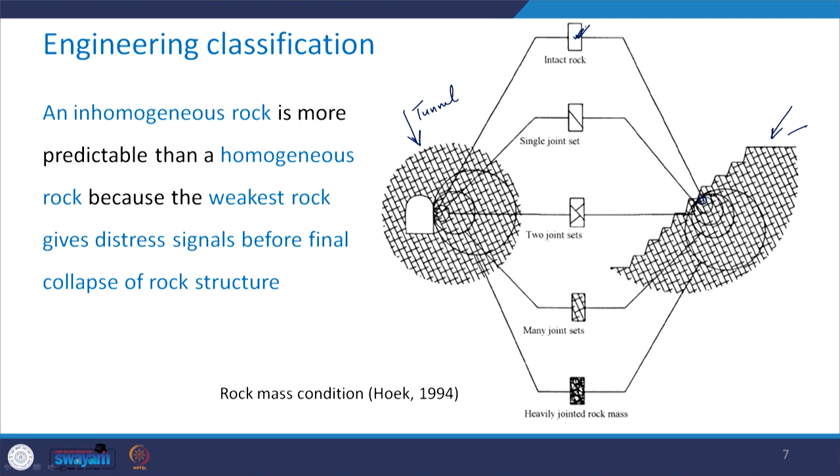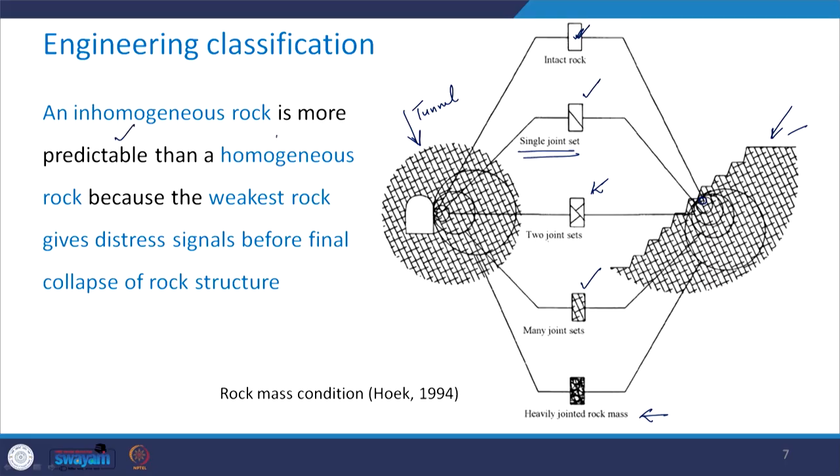But let us say you take out some bigger specimen, there you have a single joint coming into the picture. So, you will have a single joint set. You increase the size of the specimen, you will have two joint sets. Further increase, many joint sets. Further increase, this will result in a heavily jointed rock mass. So, you see how, if we control the sample size and reduce it significantly, the most heterogeneous rock becomes a homogeneous rock.